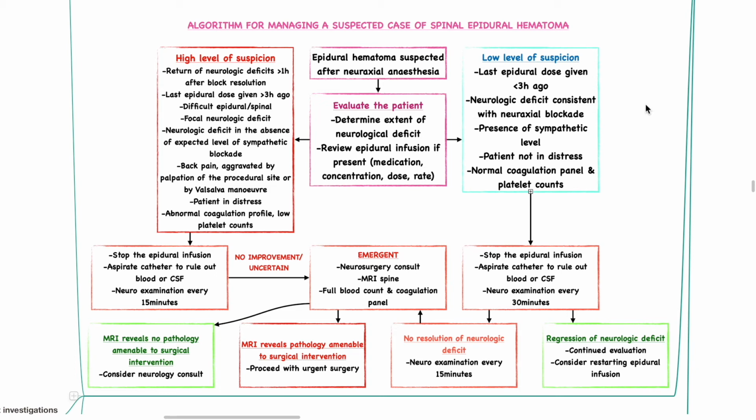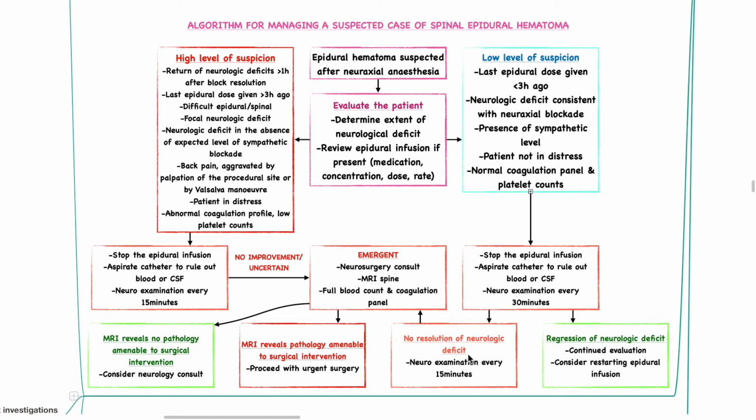Features for low level of suspicion of SEH include last epidural dose given less than 3 hours ago, neurologic deficit consistent with neuraxial blockade, presence of sympathetic level, patient not in distress, and normal coagulation panel and platelet counts. If there is low level of suspicion, stop the epidural infusion, aspirate the catheter to rule out blood or CSF, and do a neurological examination every 30 minutes. If there is regression of neurologic deficit, continue evaluation and consider restarting the epidural infusion.